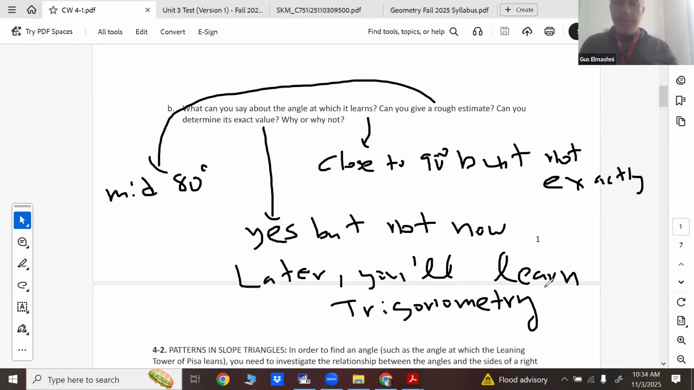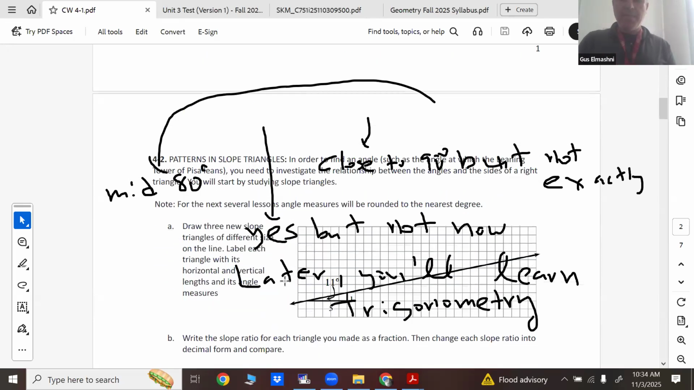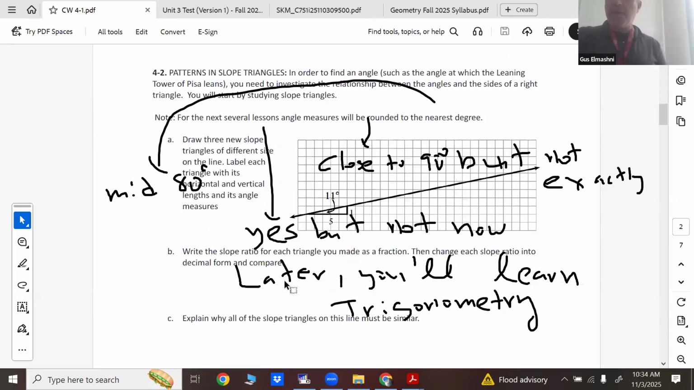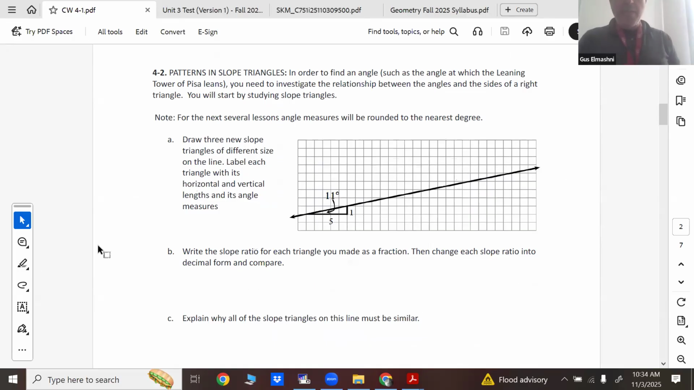Okay, so it's just more exploring, just looking at slope. There's really nothing more than that. It's not like a homework. It's not like a test problem. But we will start getting more details, like more test style questions or homework questions in just a moment. So patterns and slope triangles.